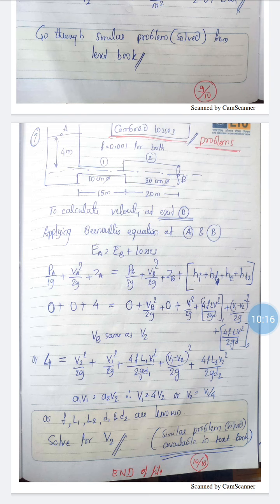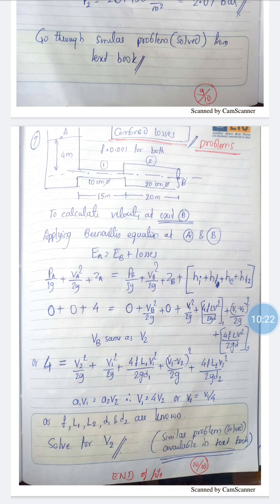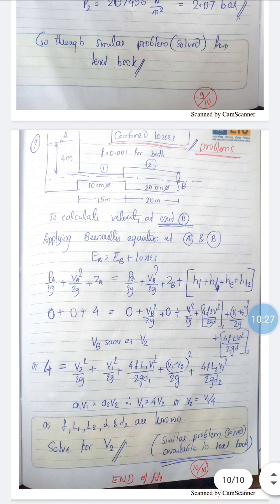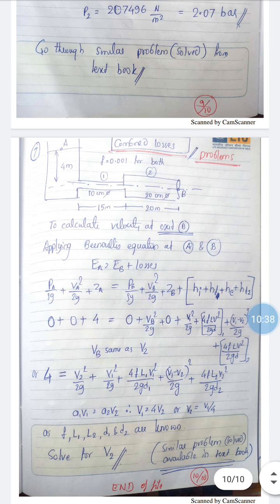Again, the solution is possible by using Bernoulli's equation. But the question is where to apply Bernoulli's equation. For that reason, two points are chosen. To avoid confusion with 1 and 2, I have chosen the points as A and B. Applying Bernoulli's equation at points A and B, we get EA equal to EB plus losses. EA is PA, VA square by 2g and ZA, and similarly EB plus losses.